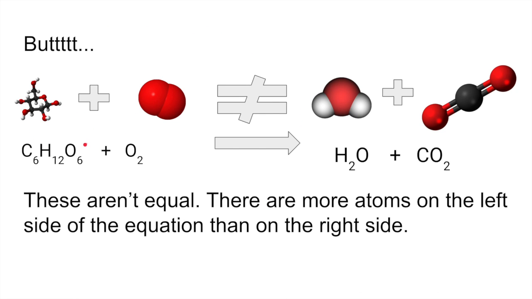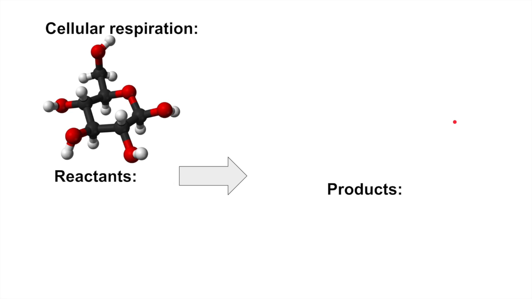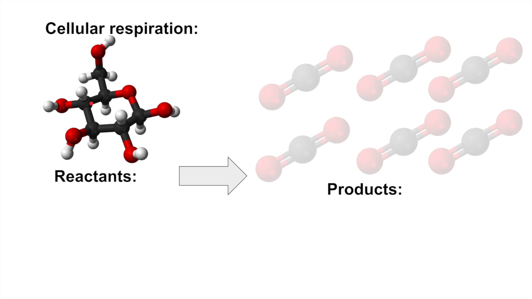There are more atoms on the left side of the equation than on the right side, so it is not equal. For example, there are 6 carbon atoms on this side, and on this side there's only 1 carbon atom. So how do we balance the equation or make this side equal to this side? Well, we have to look at our reactants. Remember that glucose is a big molecule, C6H12O6, and has to be equal to our products.